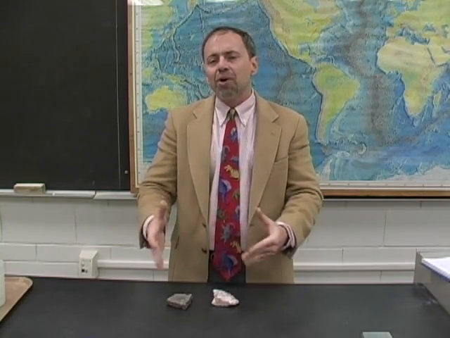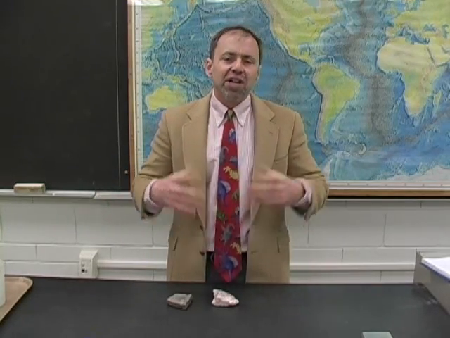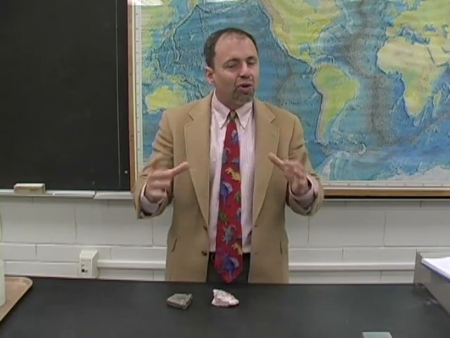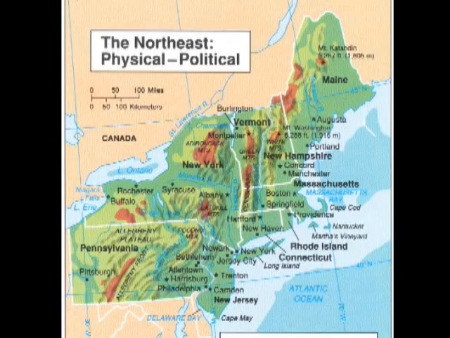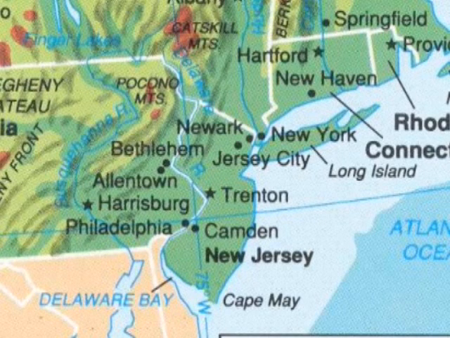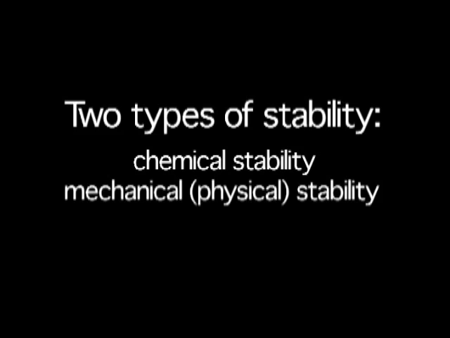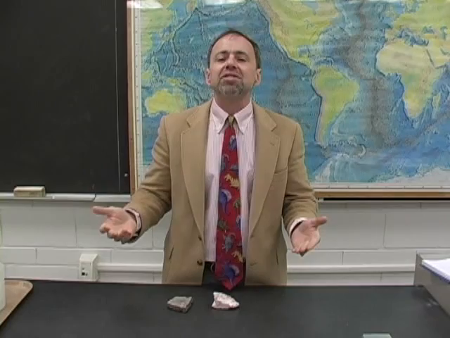And stability then we're going to take in terms of a specific environment. And when you do this lab, we're going to think about how stable or weatherable are rocks if they are up here in the northeastern United States, in New Jersey. Okay, and so that's what we're going to move to when we start doing this exercise. Now, there are two basic types of stability that go along with rocks. There is chemical stability, and there is mechanical or physical stability. And we're going to take those in two parts. We're going to start off with chemical stability.